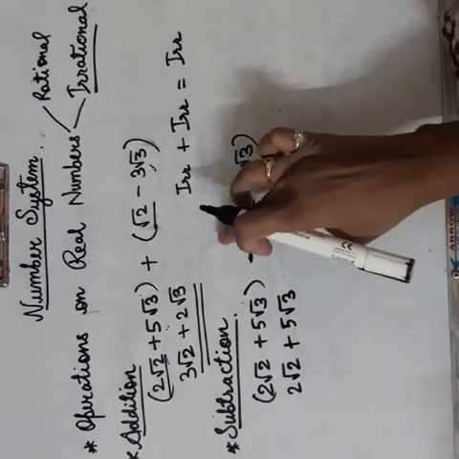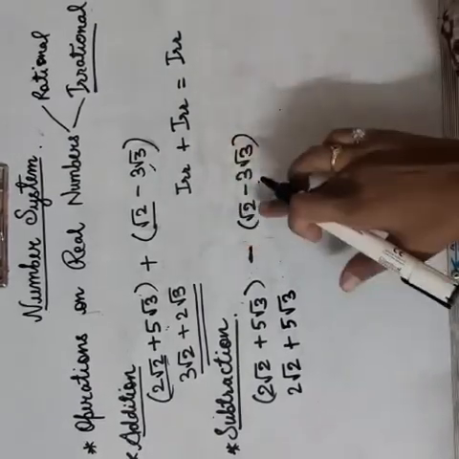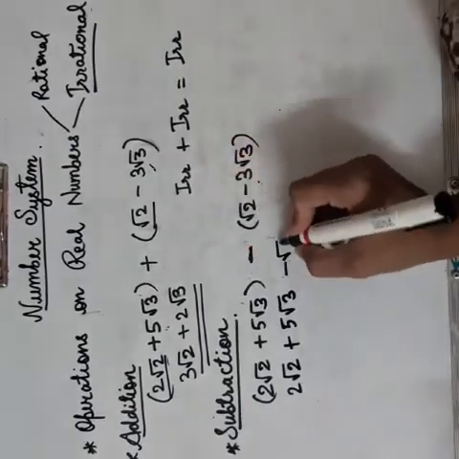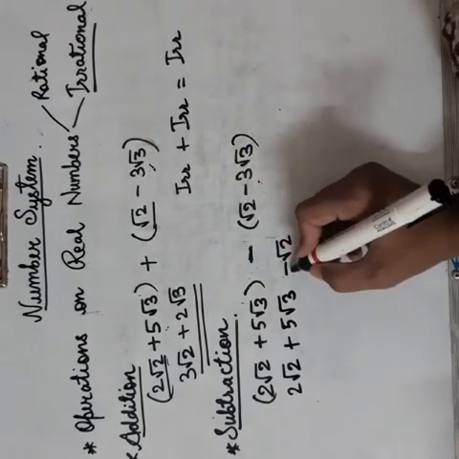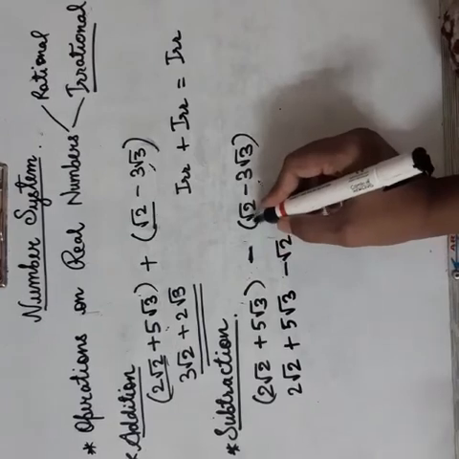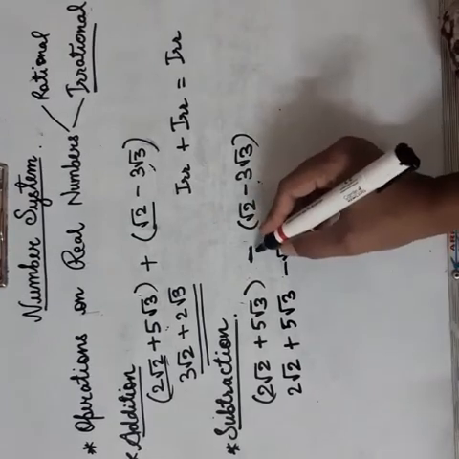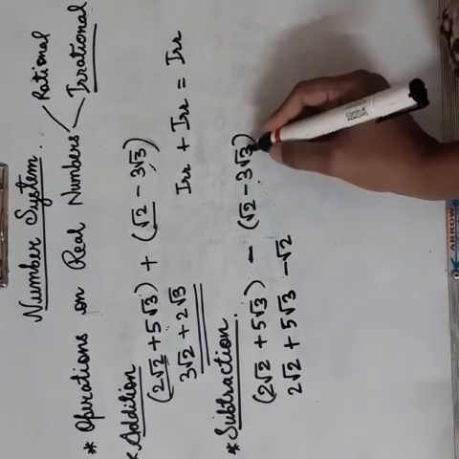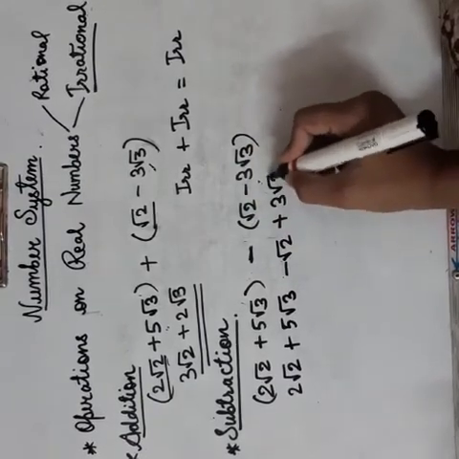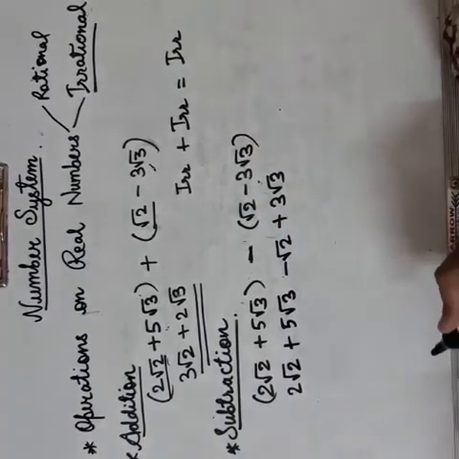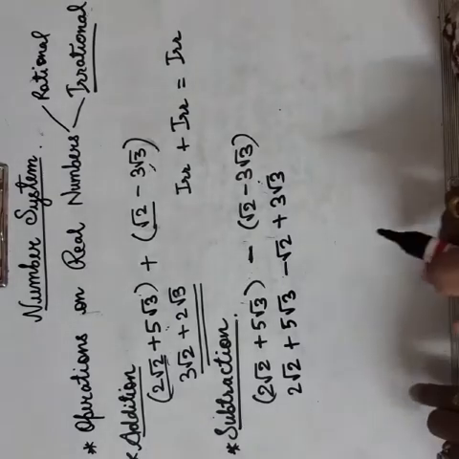Minus 1 into root 2. So minus into root 2 will be minus root 2. And minus into plus will be minus. Minus into plus root 2 is minus root 2. And minus into minus 3 root 3, minus into minus is plus 3 root 3. Okay, signs are changing. Now again solve how we did.